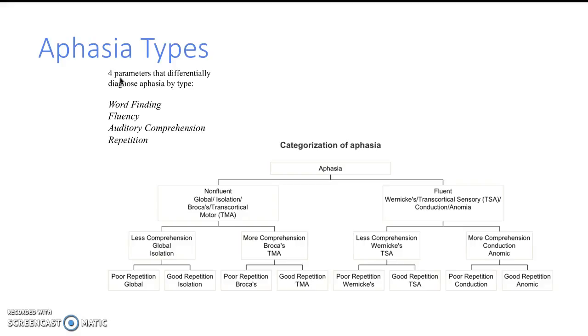This is key. There are four things we're going to look at in the differential diagnosis of aphasia, and really there's only three. So the other thing about this is people think it's hard, but it's not hard. It's really quite simple. There are only three major things you're looking at.